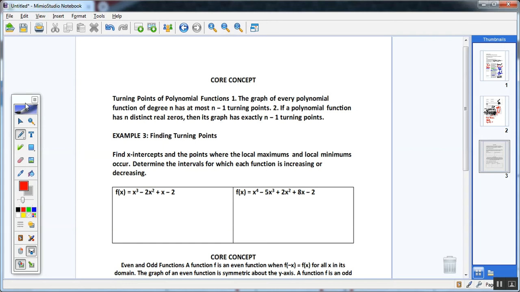The turning points of polynomial functions. Okay, 1. The graph of every polynomial function of degree n has at most n minus 1 turning points. And then there's a second part to it. If a polynomial function has n distinct real zeros, then the graph has exactly n minus 1 turning points. Here's the deal. If I have a degree 17 function, okay, let's just say my degree is 17.